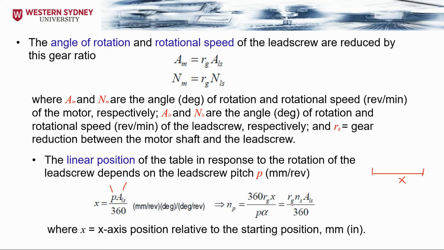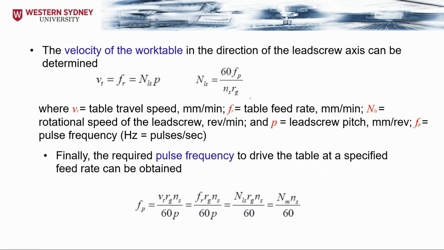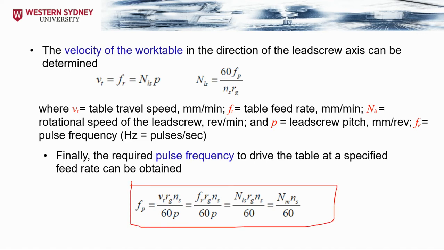This can be rewritten as Rg multiplied by the number of steps of the motor multiplied by the angle of the lead screw rotation divided by 360 degrees. The velocity of the work table is equal to the RPM of the lead screw multiplied by the pitch value. The RPM of the lead screw is equal to 60 multiplied by the frequency divided by the number of steps multiplied by Rg. Finally, the frequency can be calculated with any of the following equations.